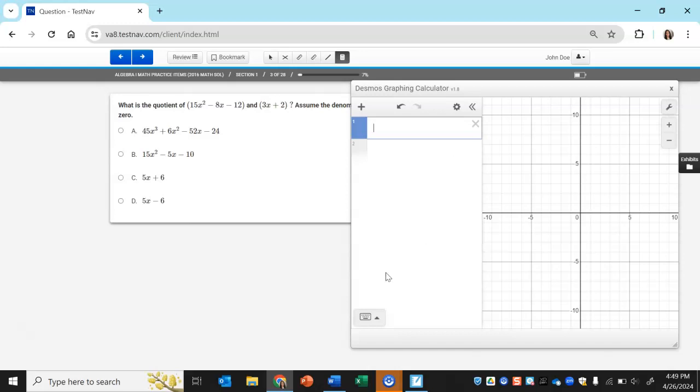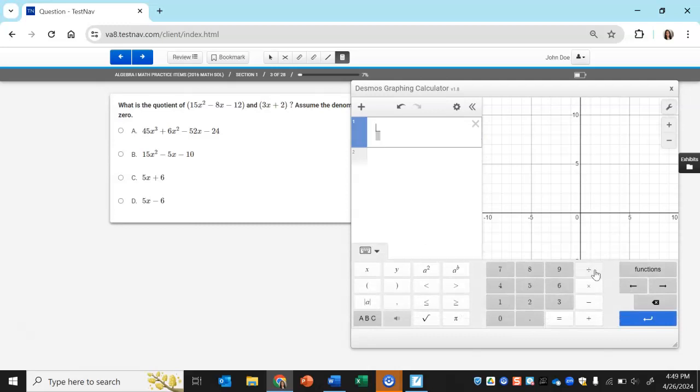So quotient means division. Okay, division. So in the numerator, I have 15x squared minus 8x minus 12. And in the denominator, I have 3x plus 2. I don't really need the parentheses, but it's right there. It doesn't matter. You can put it or you don't have to put it. Okay? But still, I got the same graph. So now I'm going to go ahead and see which one matches.